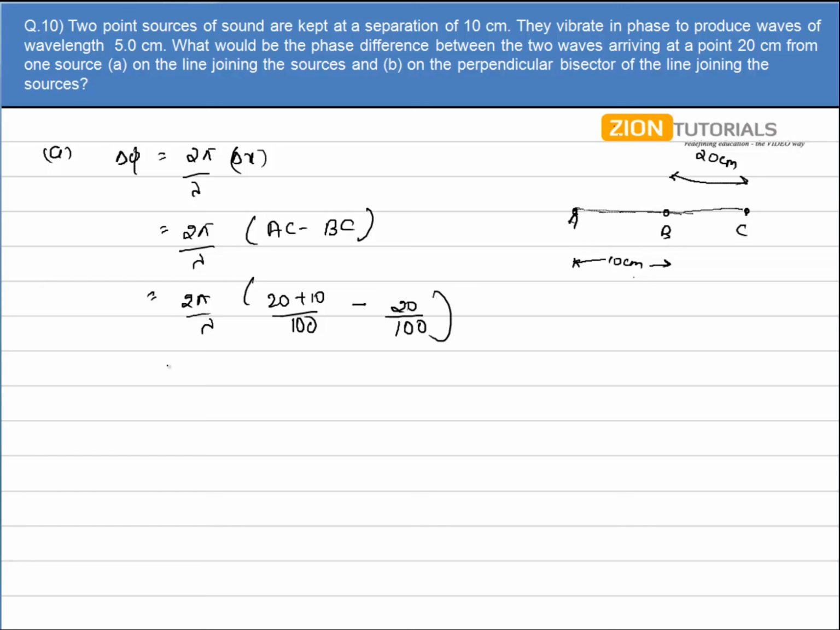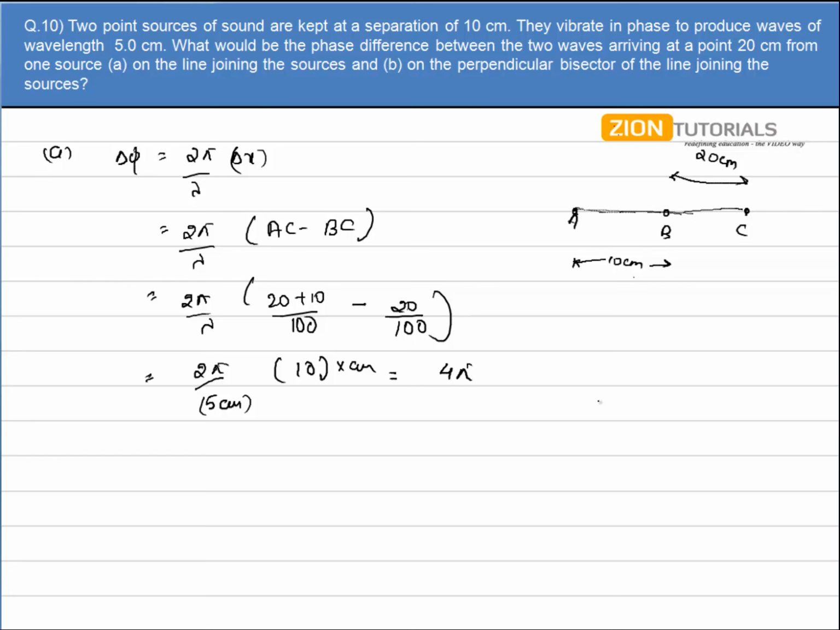So the path difference comes out to be 10. So it will be 2 pi by lambda, where lambda is given as 5 centimeter, and here it is 10 centimeter, of course. So the phase difference comes out to be 4 pi.